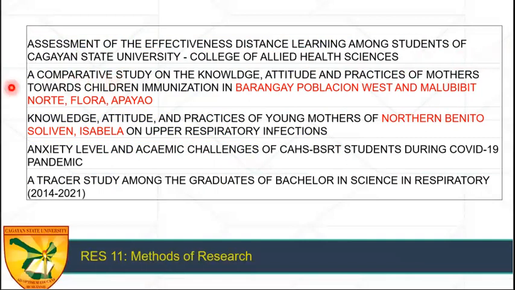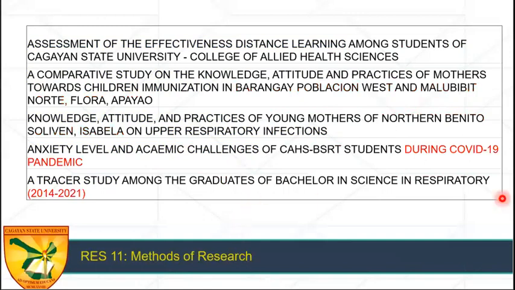But you have here like this one, since it's a comparative study, it shows you 2 locations, Barangay Poblacion West and Malubibit Norte, Flora, Apayao. So for the third one also, you will see young mothers of Northern Benito Soliven, Isabela. So for the fourth and fifth one, same as the first one, it's not explicitly written in their titles where the study will be collected.